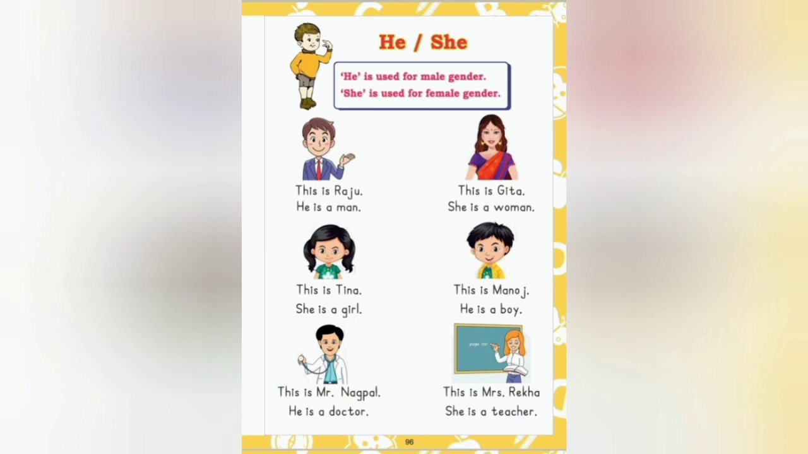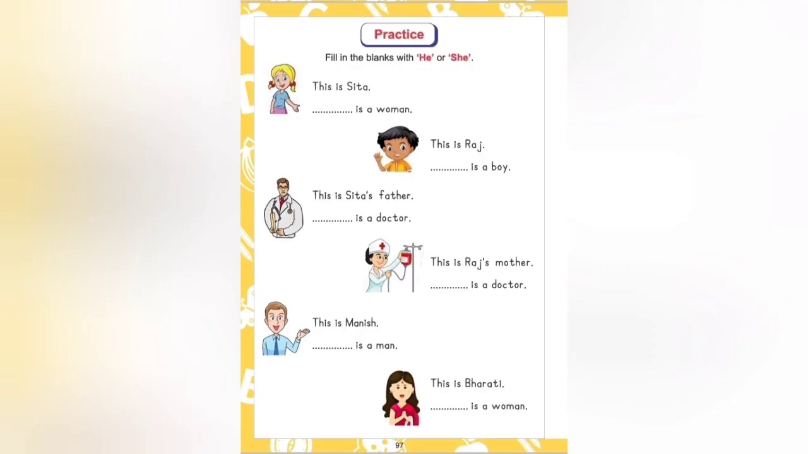Now children, open page number 97 and let's do some practice work. Fill in the blanks with he or she. First we will read the sentences and then we will solve the answer. Okay, so the first sentence is, this is Sita. Dash is a woman. This is Raj. Dash is a boy.